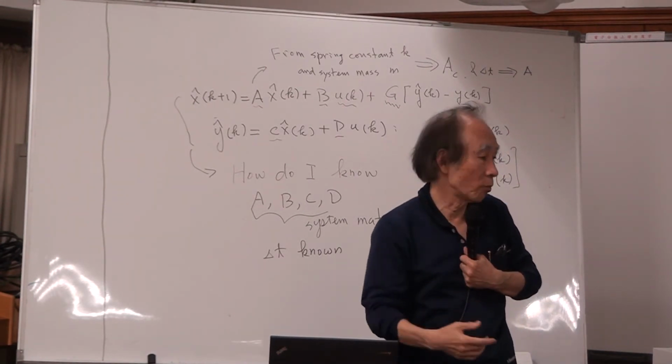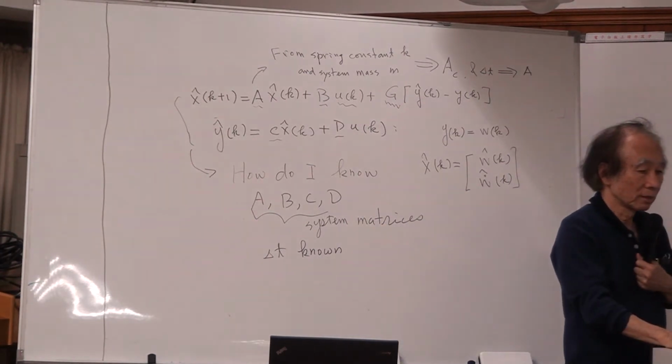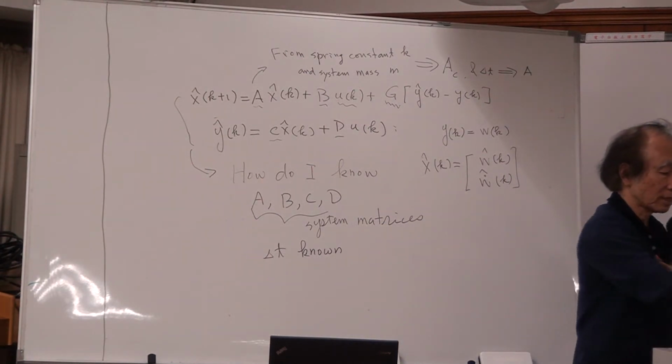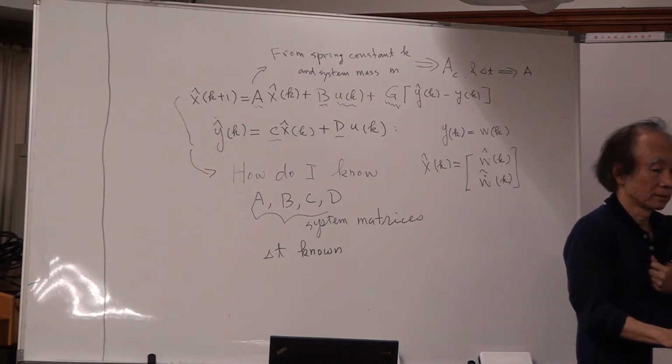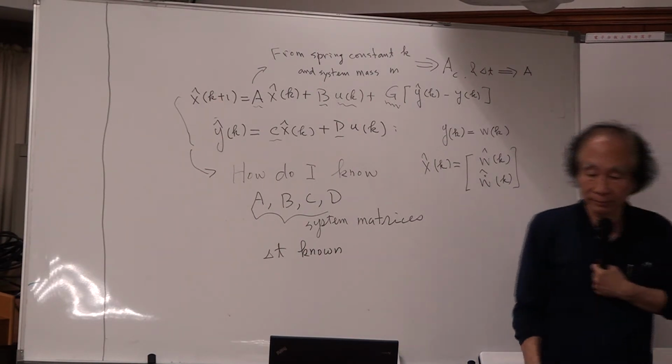I just know my output. I know my input. I might know my output. That's what I know. Right? So, I know the input. I know the output. I don't know anything else. That's all I know.